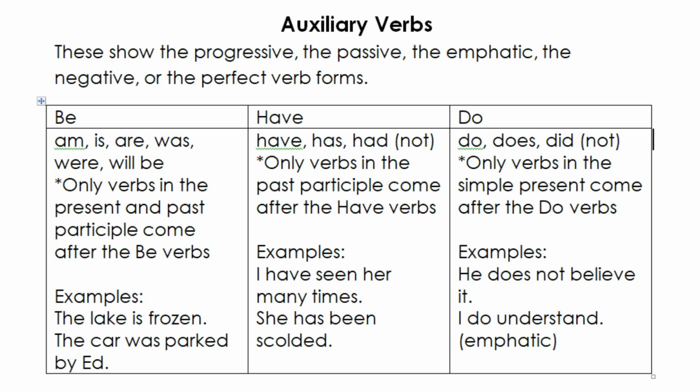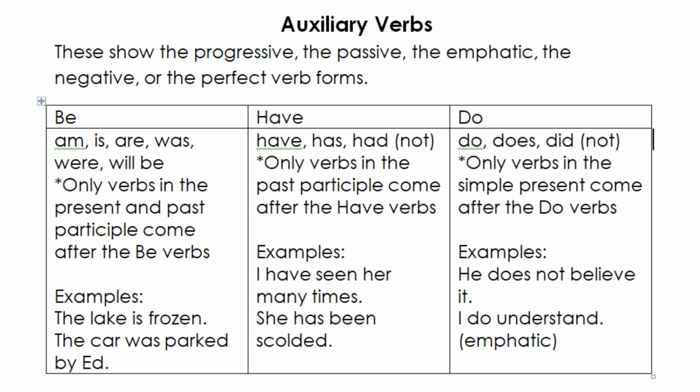Auxiliary verbs. First of all, auxiliary verbs are those that help show the progressive, passive, emphatic, negative, or perfect forms of verbs. They don't stand alone. Instead, they work hand in hand with a main verb to complete its meaning. Auxiliary verbs come in three main groups: be, have, and do. Let's look at each of them.